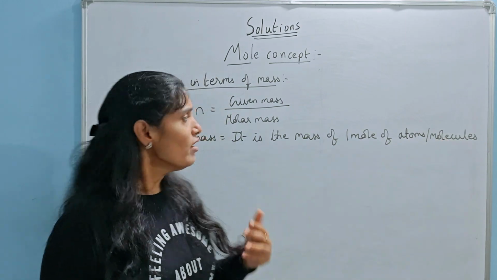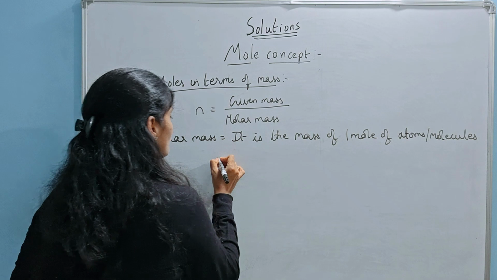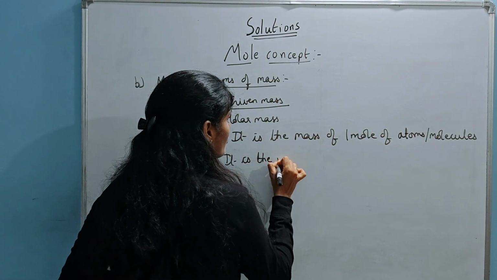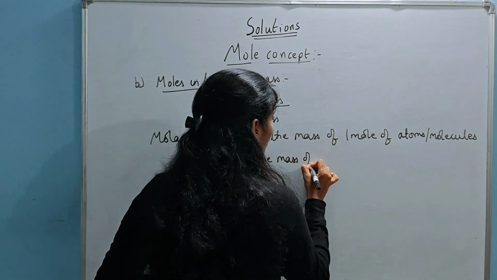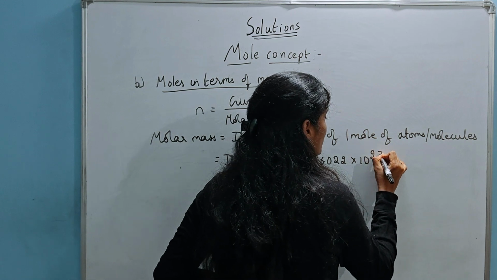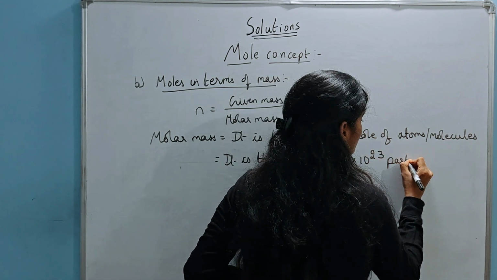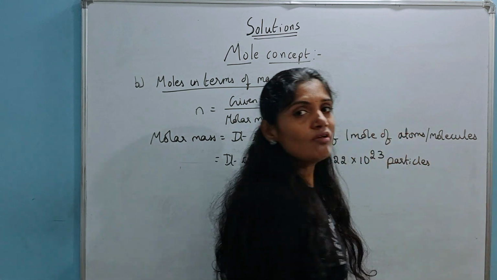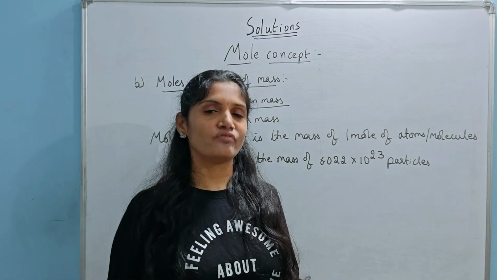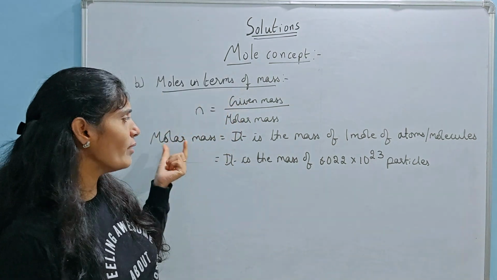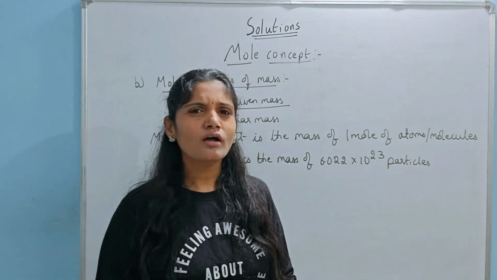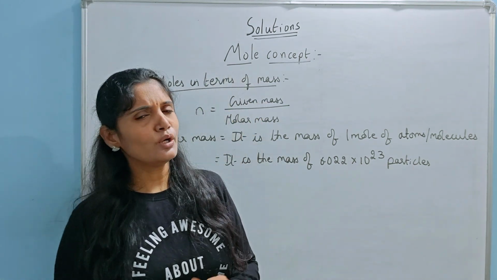When I say 1 mole of particles, I can also say it is the mass of 6.022 into 10 to the power of 23 particles. In the previous formula, we were talking in terms of particles. Now we are talking in terms of mass of them. So when I say molar mass, it is a mass of 6.022 into 10 to the power of 23 particles. Let us take a small example to understand this.